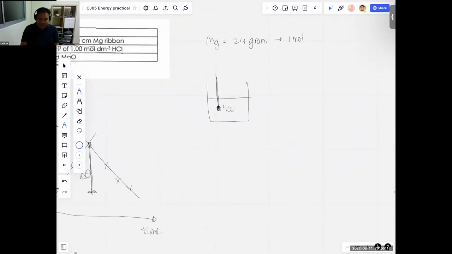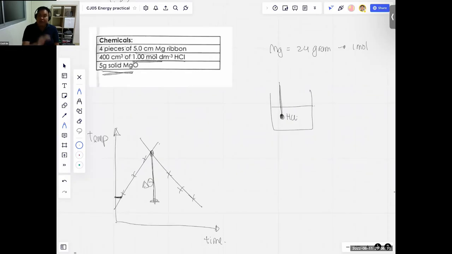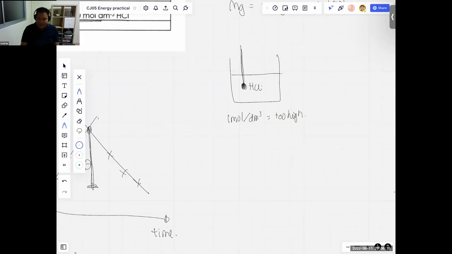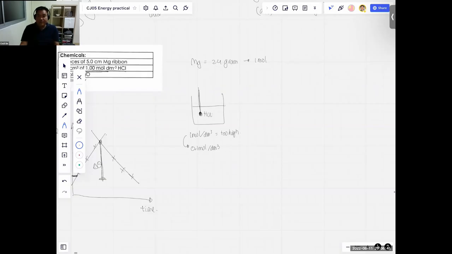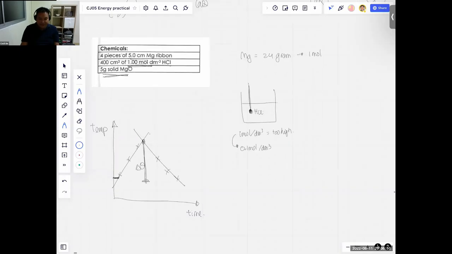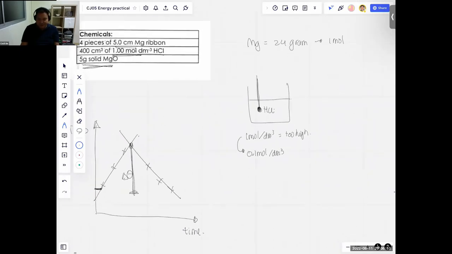So HCl, this 1 mole per dm cube is too high. We try to make it 0.1 mole per dm cube. And how do you do that? Dilution using standard solution, right? Yeah, correct. So how do you dilute them?